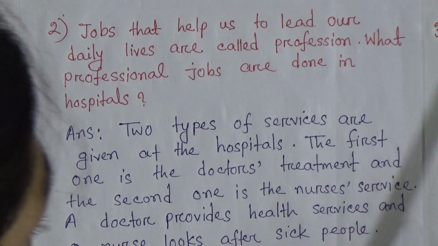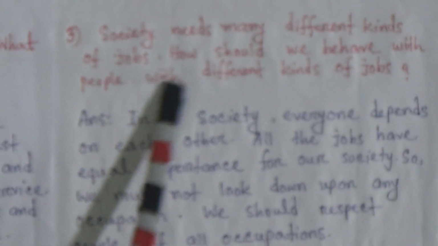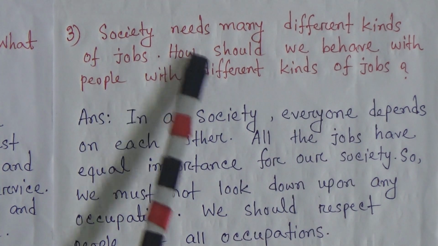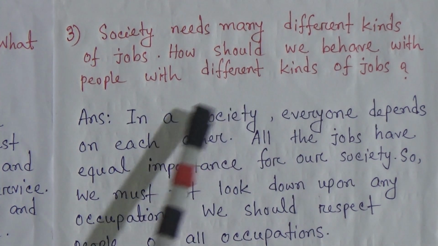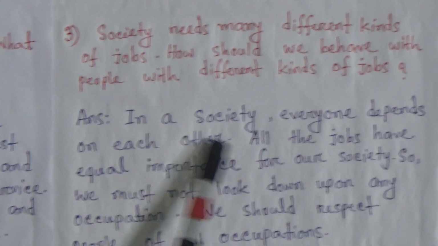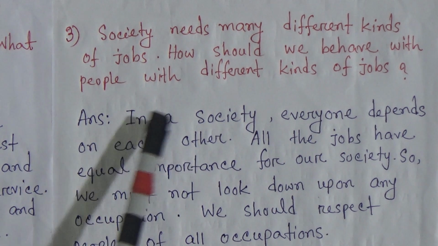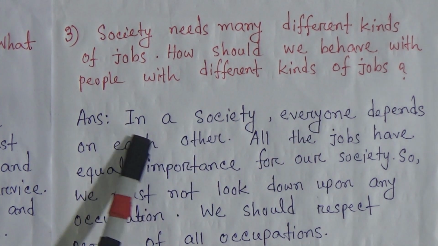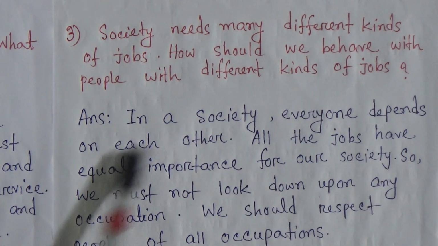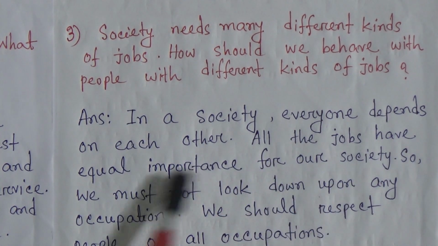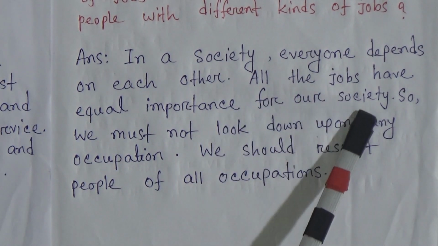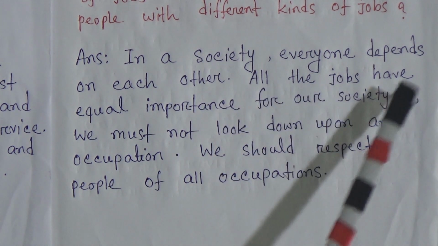Number 3, society needs many different kinds of jobs. How should we behave with people with different kinds of jobs? Student, we know society means a group of people who live in a particular place for particular purposes, and man cannot live alone. He needs everyone's help. So in a society everyone depends on each other. All the jobs have equal importance for our society. All jobs are important and necessary for our society.